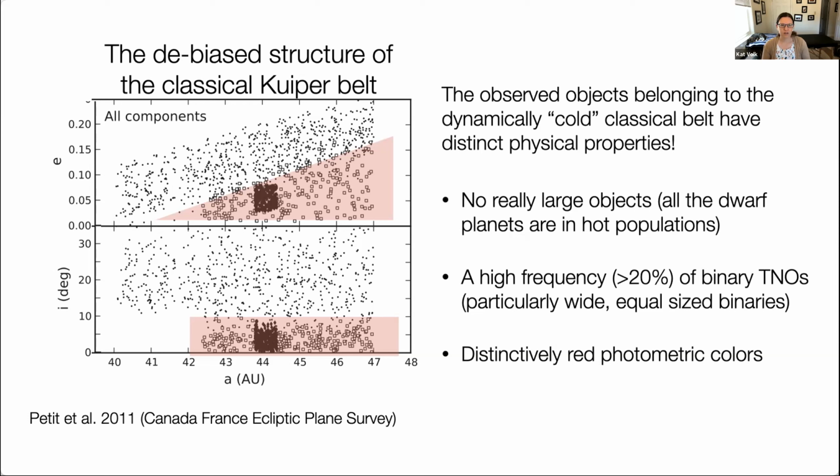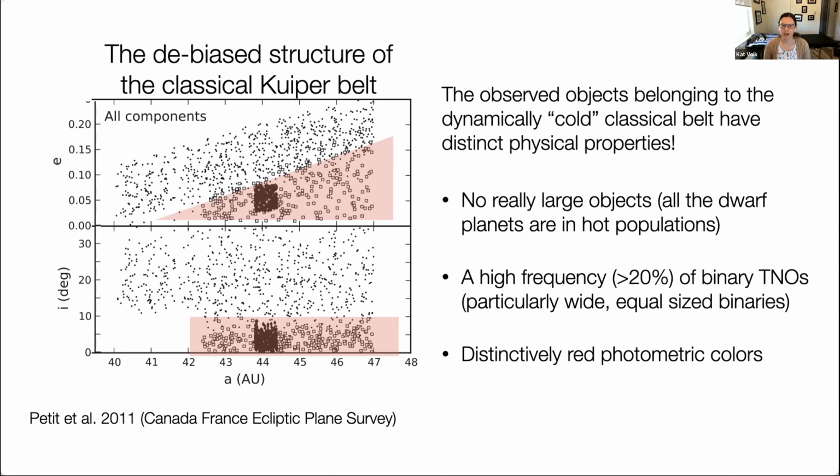And the really interesting thing about these cold versus hot populations, where cold is dynamically cold, lower eccentricity and low inclination, is that they are physically distinct from the hot, higher dynamically excited populations. So like all of the dwarf planets in the TNO population belong to the hot populations. So there's no really big dynamically cold TNOs.